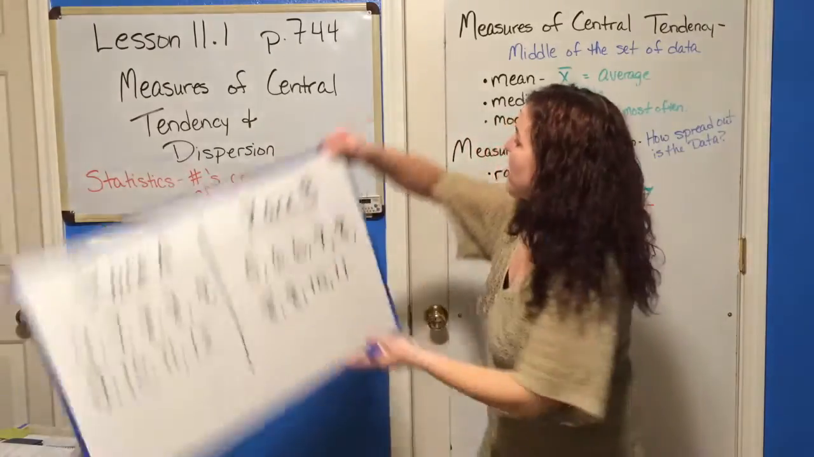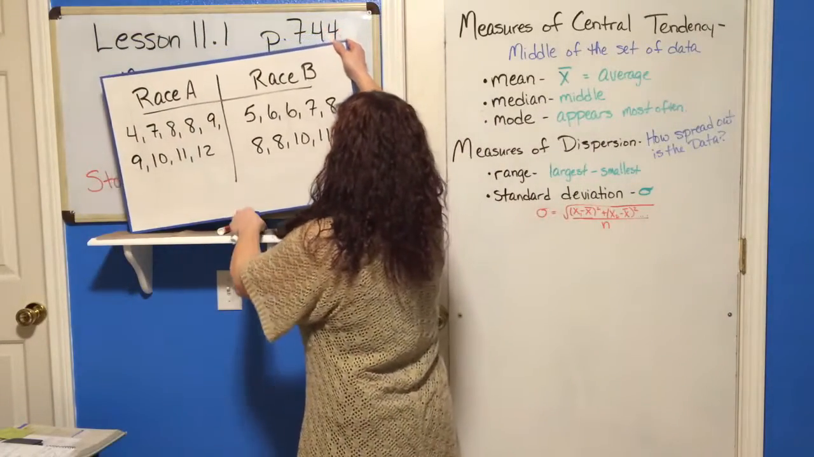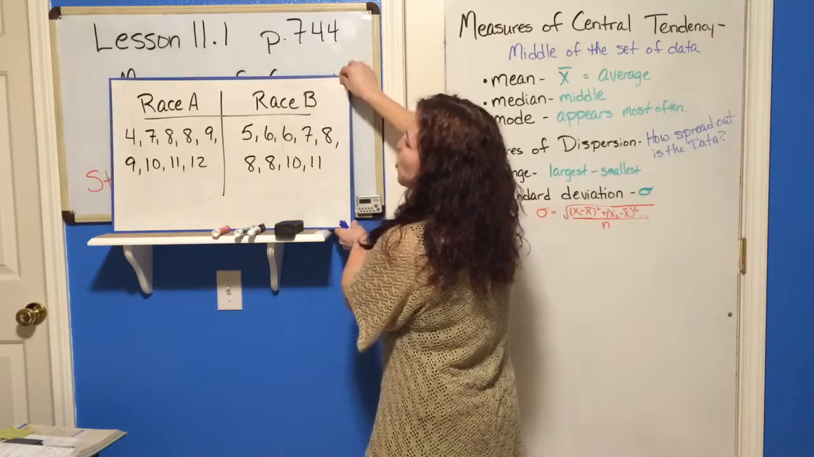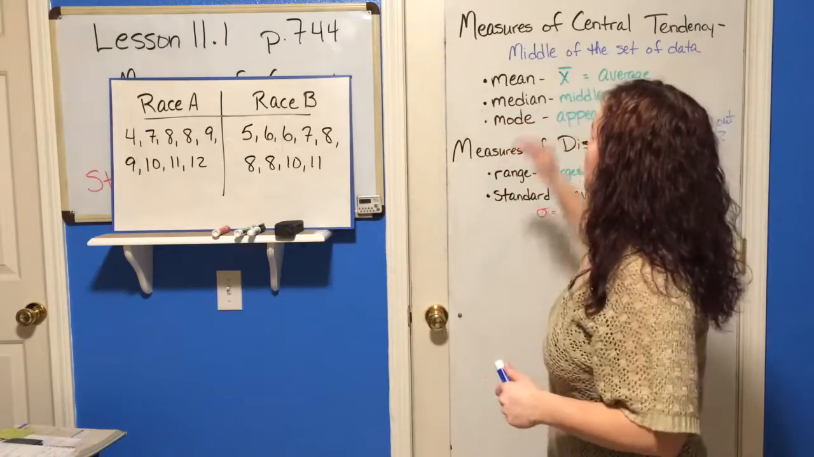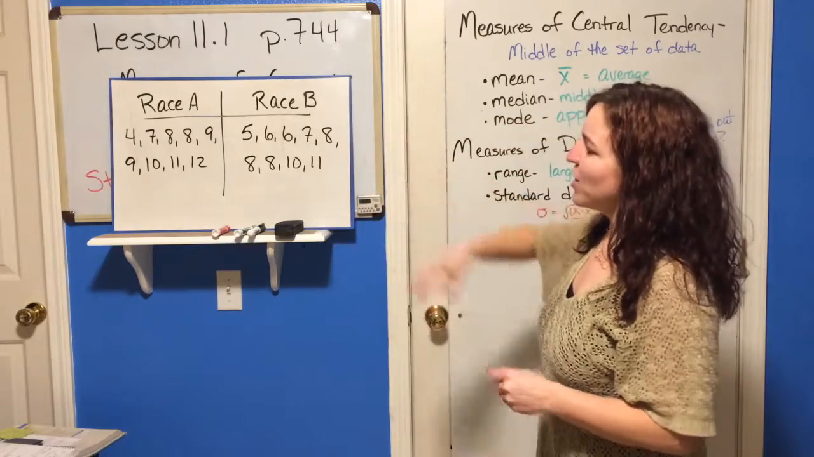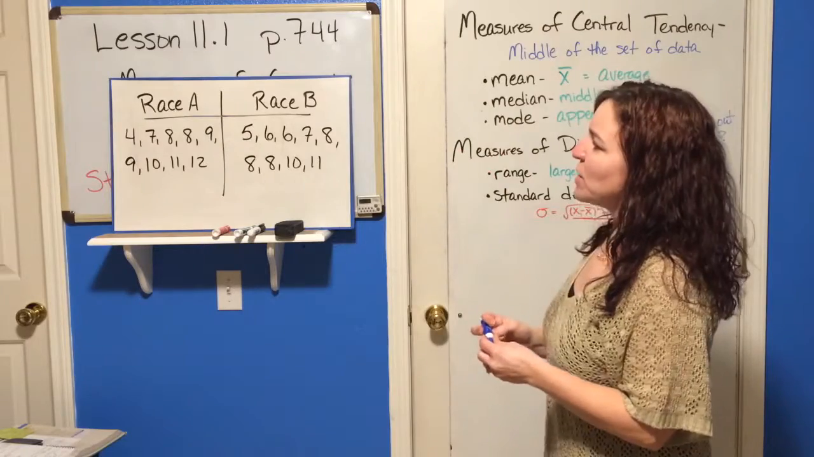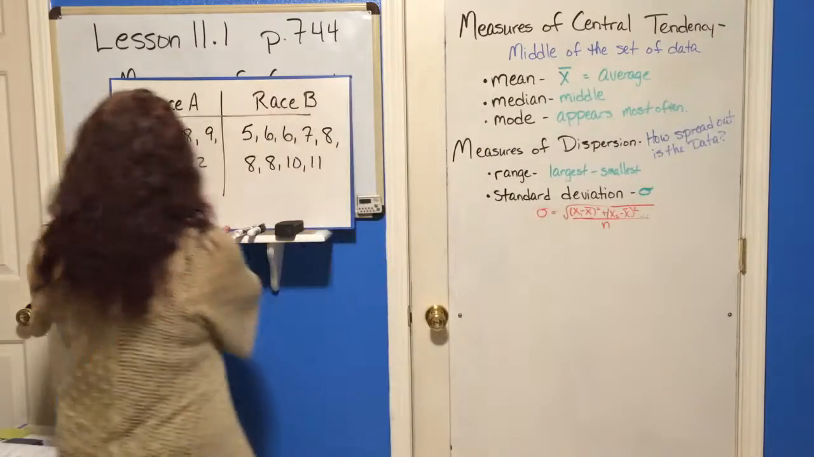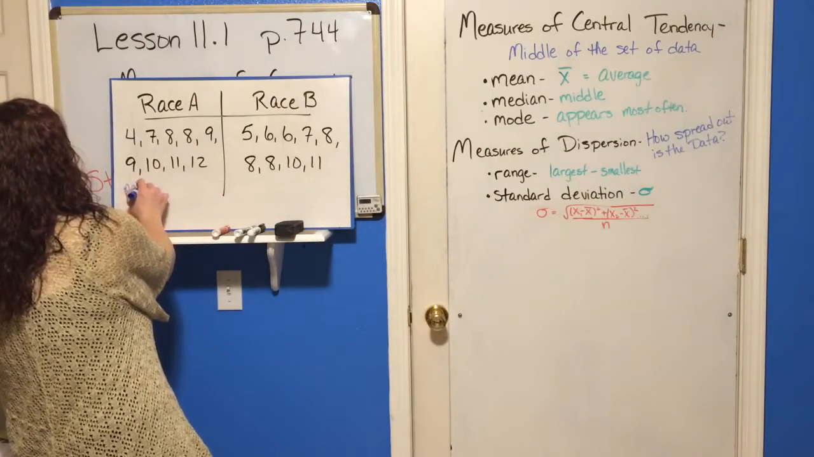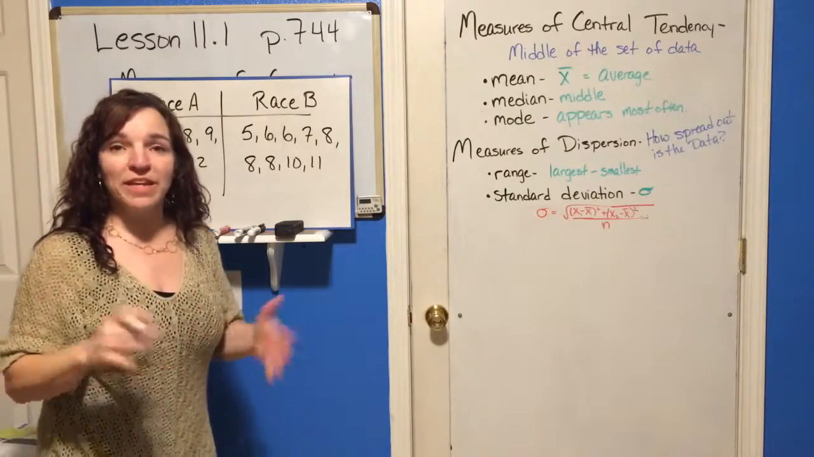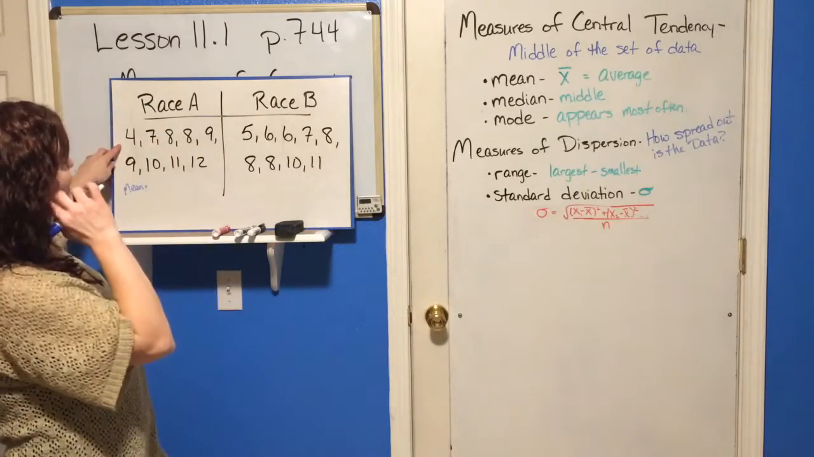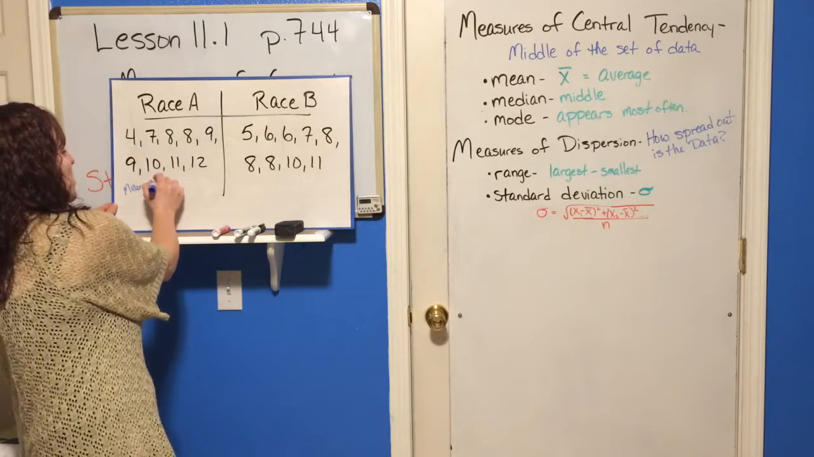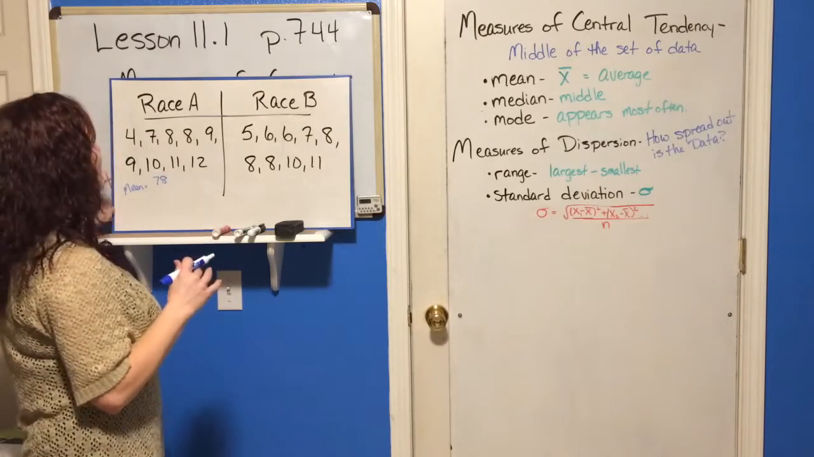All right, so we've got a couple of different races that happened on a couple of different weekends. And these are the number of minutes that it took the different runners to run these races. So if I want to figure the mean, median, and mode of race A and then race B, the mean is simply going to be add them all up and divide by the number of numbers. So the mean of this group of numbers is, if you'll take your calculator, pause for a minute and add them up, 4 plus 7 plus 8 plus 8 plus 9 plus 9 plus 10 plus 11 plus 12, you should see that the total was, did you get 78?